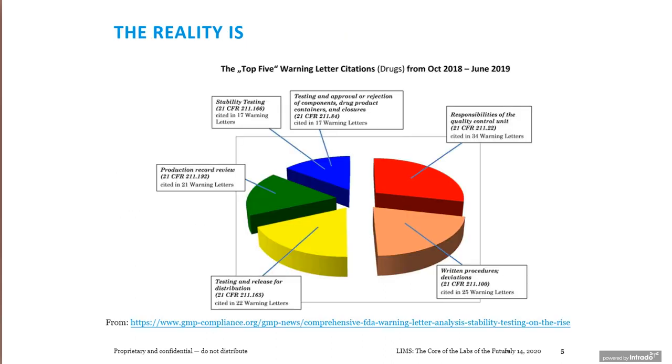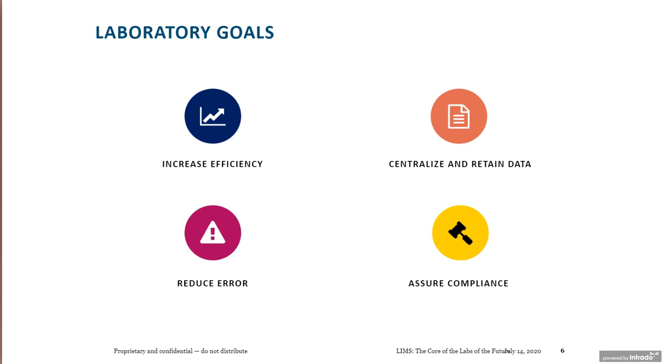The reality is, if you look at this study or research from the GMP Compliance Organization between October 18 and June 19, there are many observations that relate to the laboratory. For example, testing and release for distribution, written procedure deviations, testing and approval and rejection of components, stability testing, production record review. If you see, the challenges are still there.